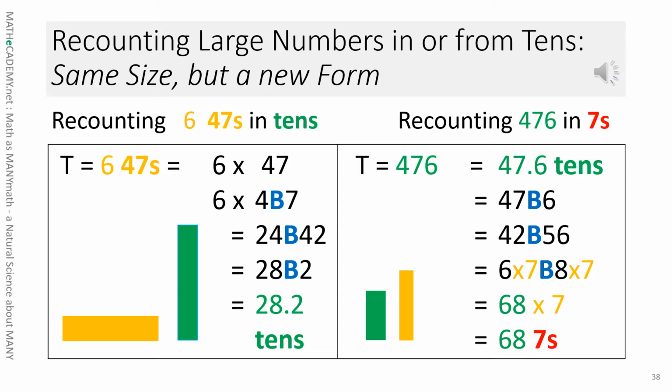Recounting 6 47s in tens. T equals 6 47s, equals 6 times 47, equals 6 times 4 bundle 7, equals 28 bundle 2, equals 28.2 tens. Recounting 476 in sevens. T equals 476, equals 47.6 tens, equals 47 bundle 6, equals 42 bundle 56, equals 6 times 7 bundle 8 times 7, equals 68 times 7, equals 68 sevens.